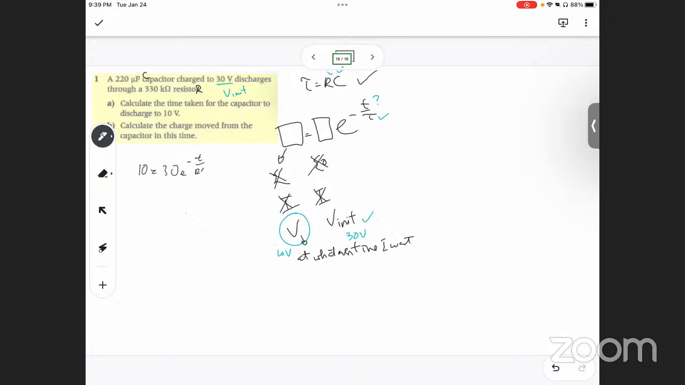T over RC. You put in the RC, right? The E is a constant also, right? It's the natural number, which is in your calculator. You're not supposed to memorize it, just use your calculator. 2.7 something. 330,000 times micro, which is minus 6.